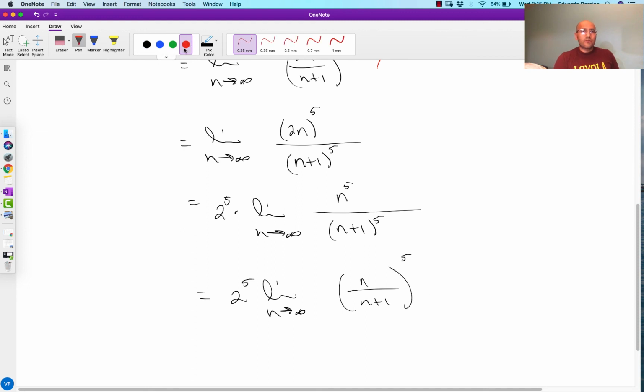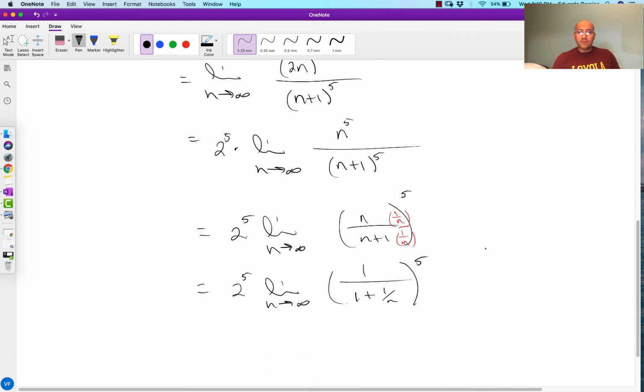And now what I could do is come in here and rewrite this. As long as I'm multiplying it by a new version of 1, then I haven't changed it. So that becomes 1 over n, 1 over n. This is multiplying inside the parentheses by a new version of 1. So this becomes 2 to the 5th power, the limit as n goes to infinity, of 1 over 1 plus 1 over n, all of it raised to the power of 5.